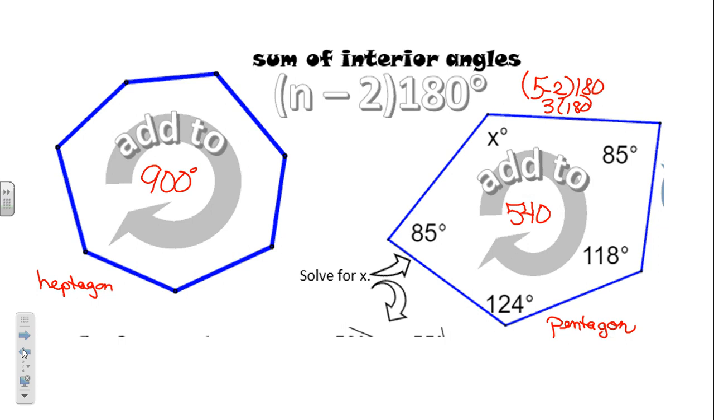So how do we solve that? How do we figure out what x is? Add them all up and subtract from 540. Okay? So do we need to take the time to actually calculate that, or we're good?